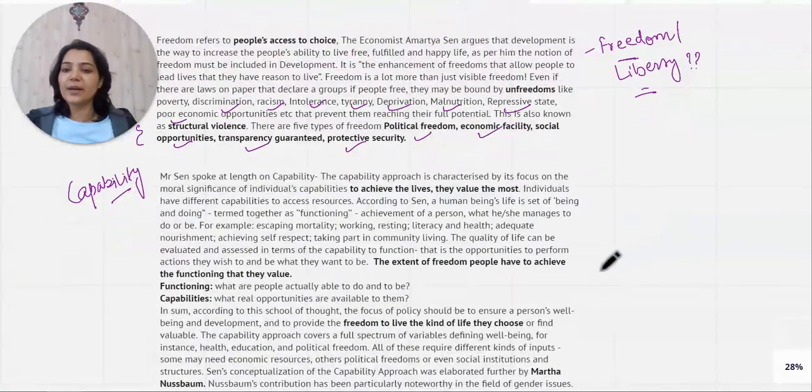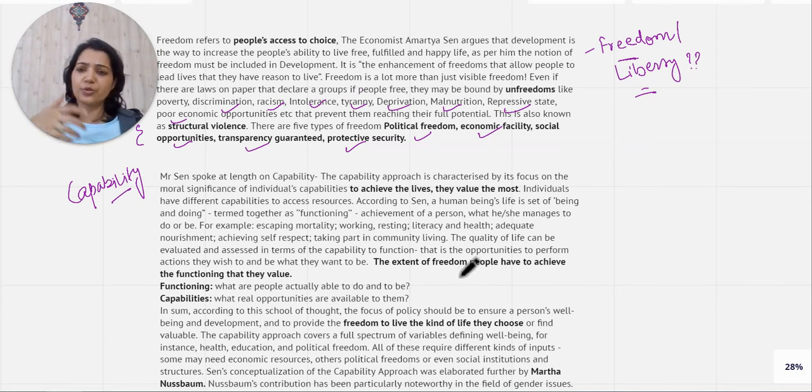Move further, capability approach. Okay, so now this is the very famous capability approach. You might be hearing a lot that Amartya Sen spoke about the capability approach. What is this capability approach? I'm capable enough to do something, but I'm not getting any opportunity to do it. My capability, or the development of that country, is hindered due to that.